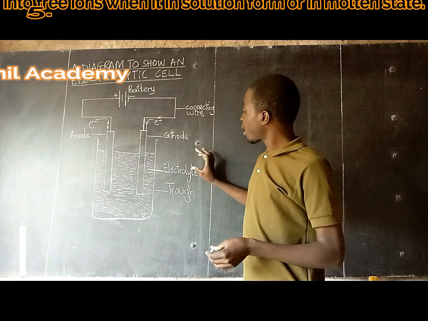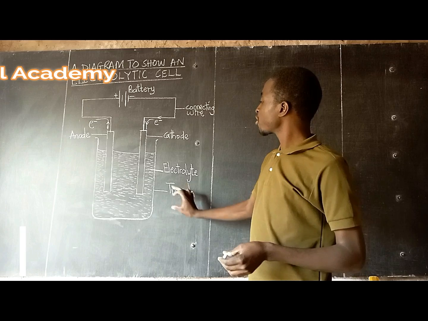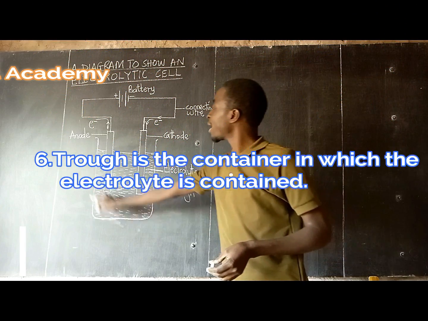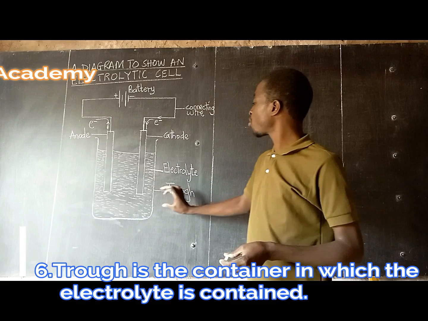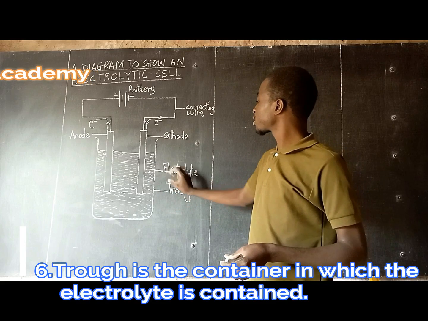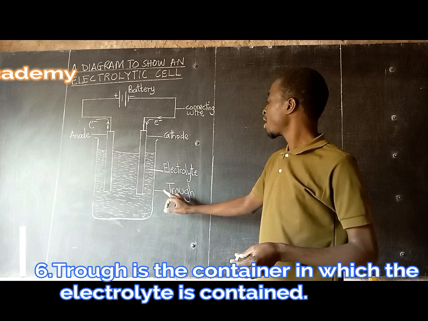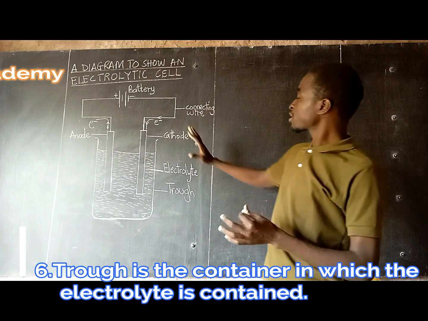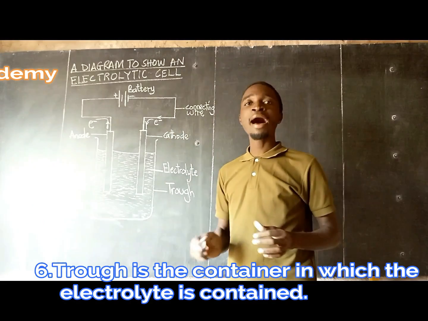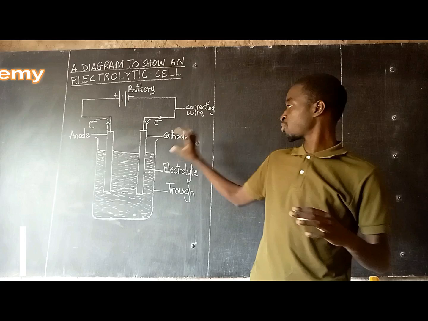Here we have another part, which is trough. Trough is just the container in which an electrolyte is held. So the solution in which an electrolyte is within is contained in a container which we call a trough, as you may see. Now, these are the components of an electrolytic cell, as you may see.